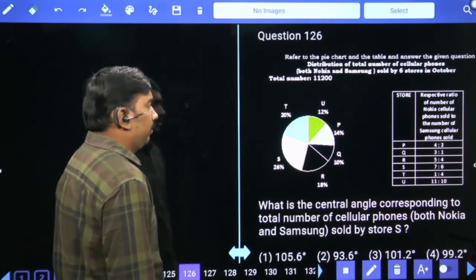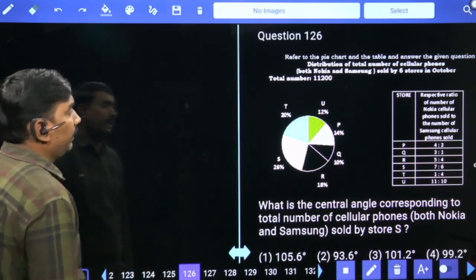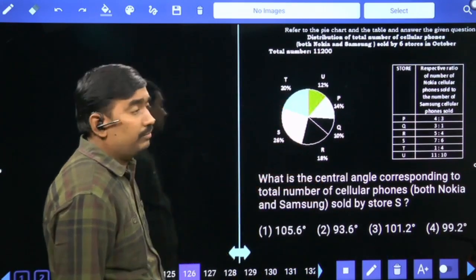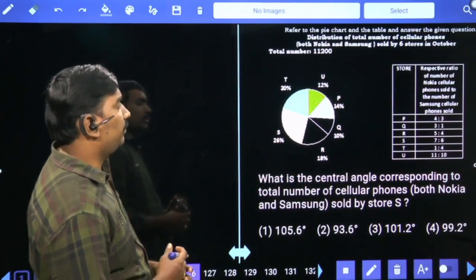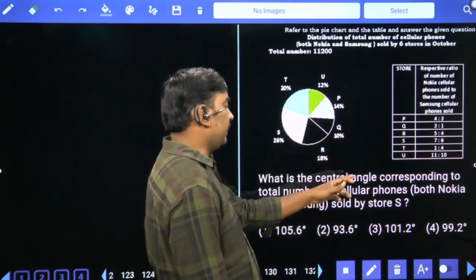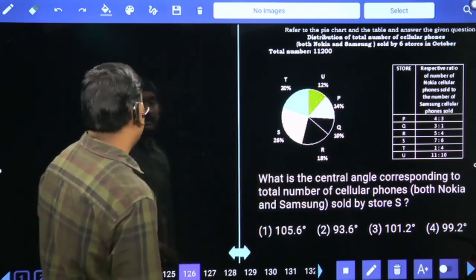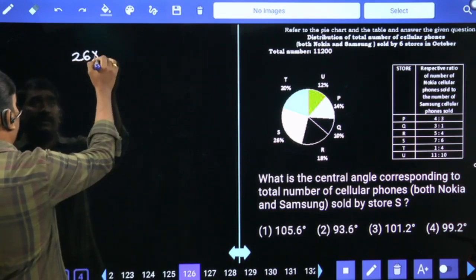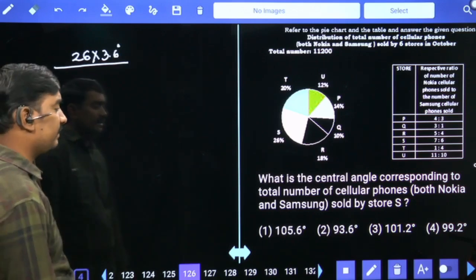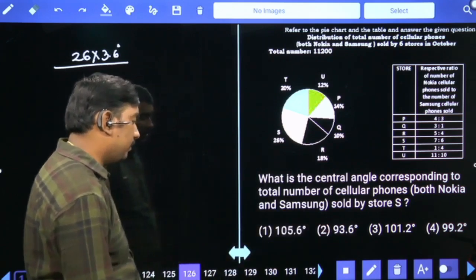Distribution of total number of cellular phones, both Nokia and Samsung, sold by 6 stores in October. Total number 11,200. Respective ratio of the number of Nokia phones to Samsung phones. What is the central angle corresponding to the number of cellular phones sold by store S? Store S 26%. 1% value 3.6 degrees. 26% means 26 into 3.6. Answer ends with 6. 2 options here. In those 2 options, go for 9 multiple. Second option.